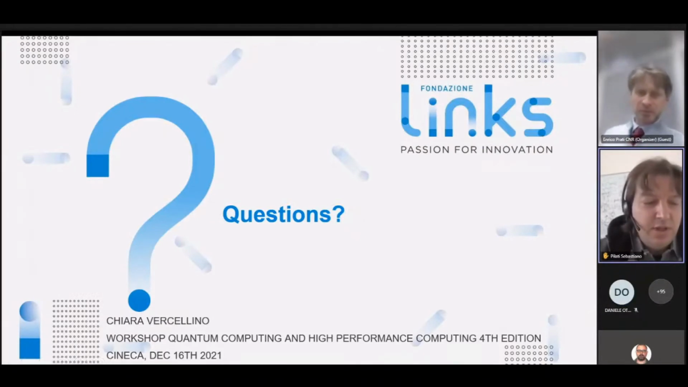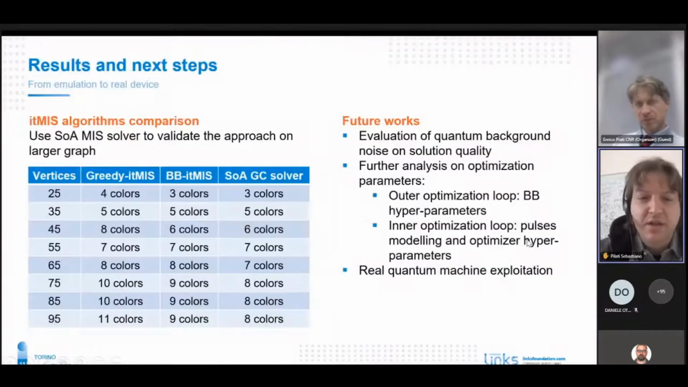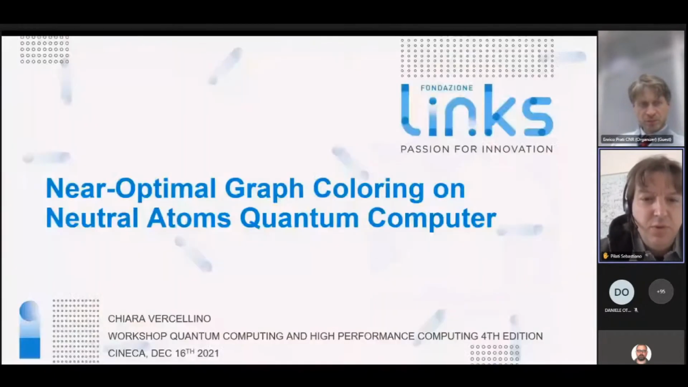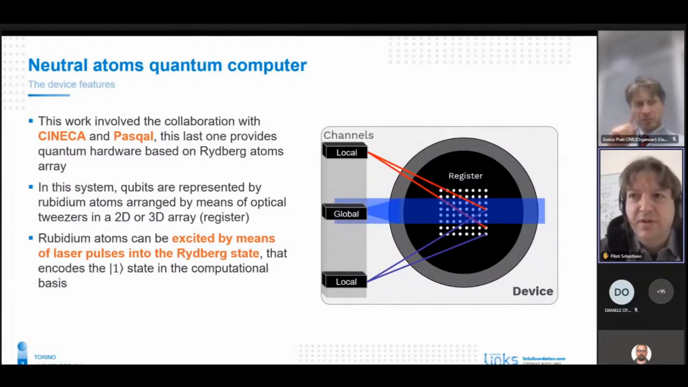So I noticed that at the beginning of the presentation, you mentioned that the Rydberg atoms can also be arranged in a 3D structure. And I just wanted to ask you a few more details about that. For example, if you have a 3D array, can you really create a 3D structure, and what is the type of readout that you can perform when you have a 3D structure?